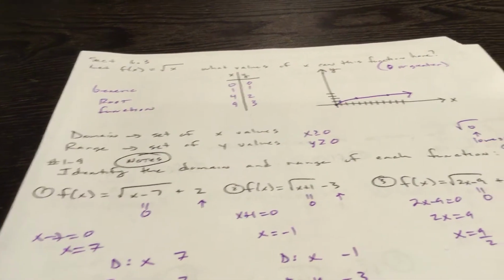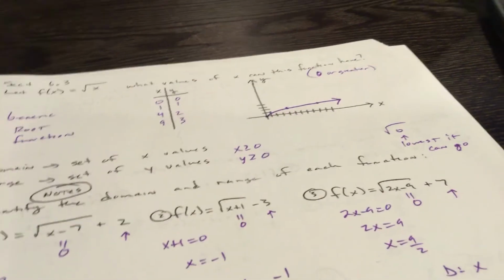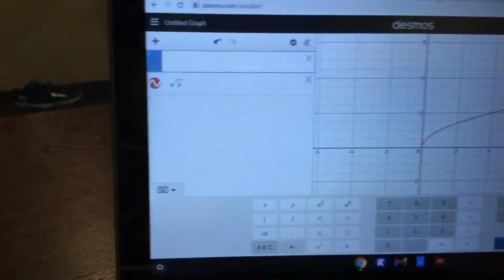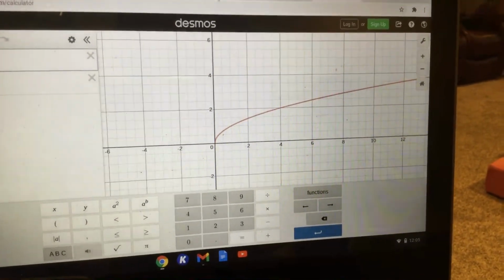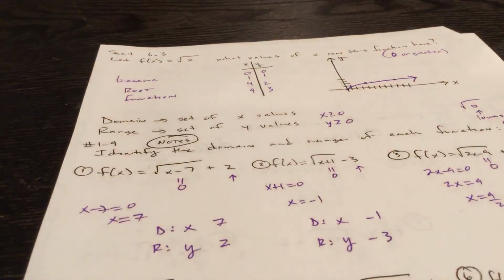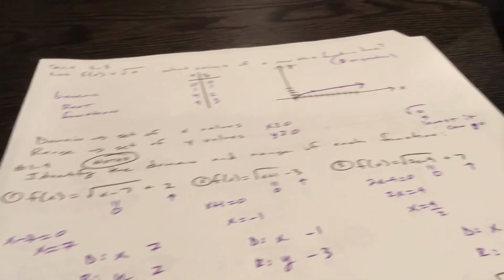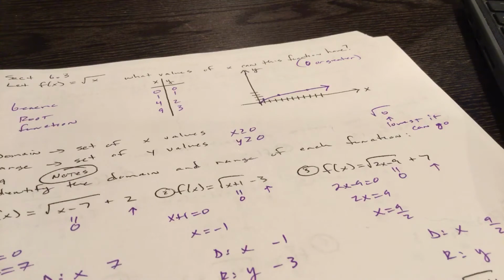So what values of x can this function have? I've gone over here to Desmos, the square root of x. It has been graphed. We can see that the graph starts at 0, 0, the origin. Folks, we know that we can put the square root of 0 into our calculator. Square root of 0 is 0. Square root of a negative number gives us i, and we are not in a position where we can graph that yet. So the values of x this function can have are 0 or greater.